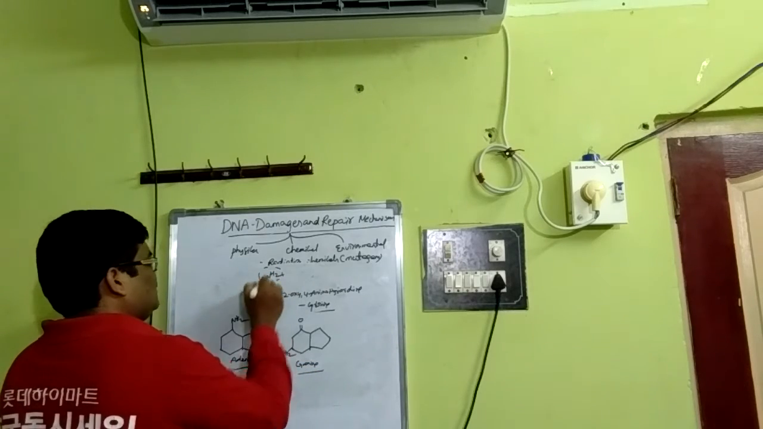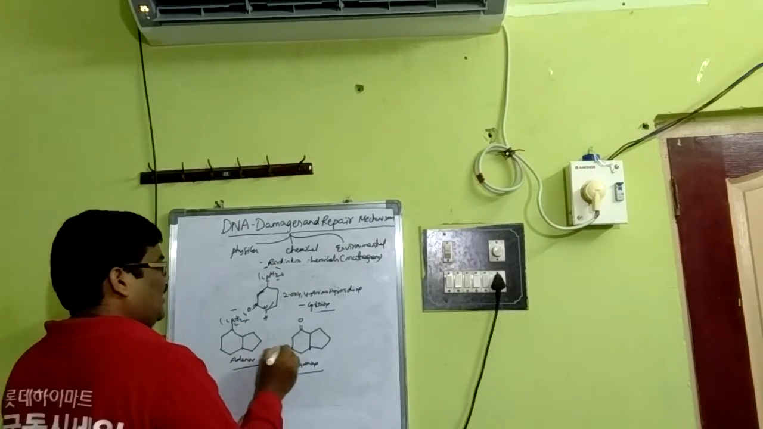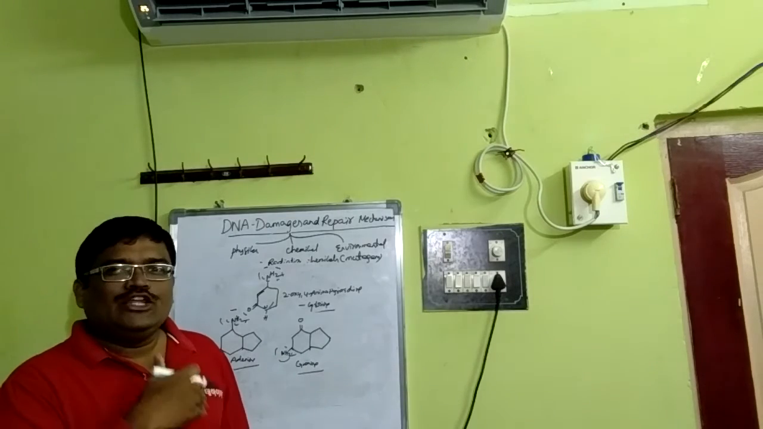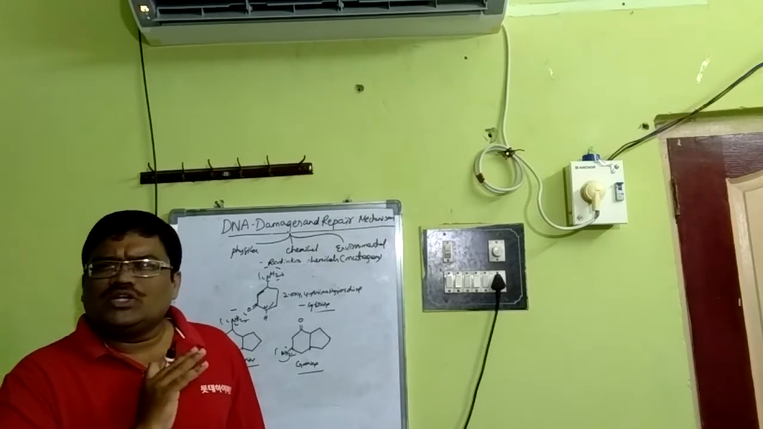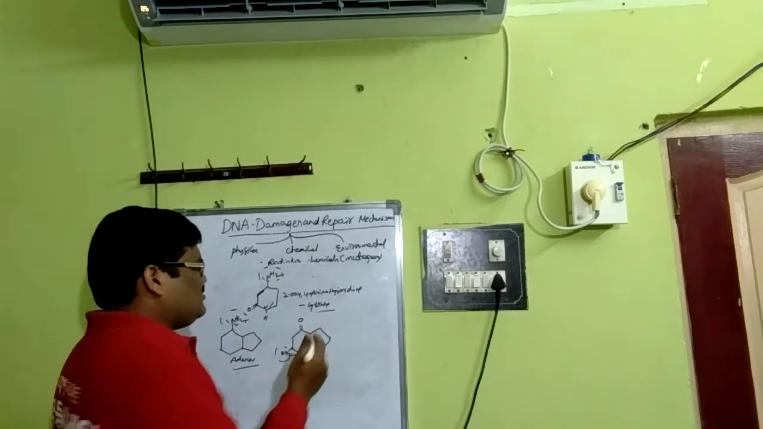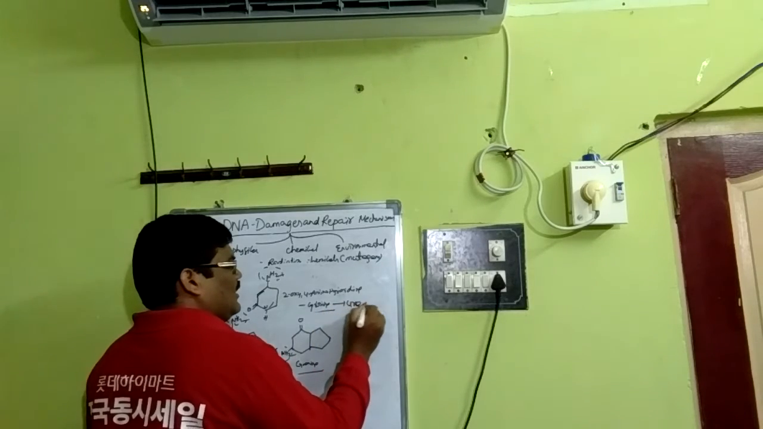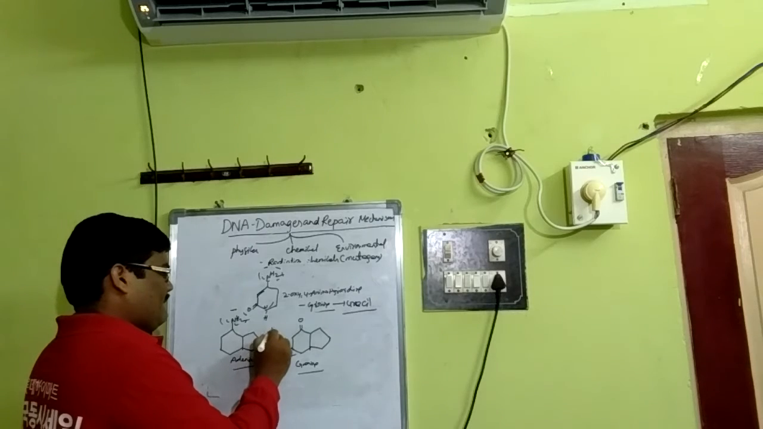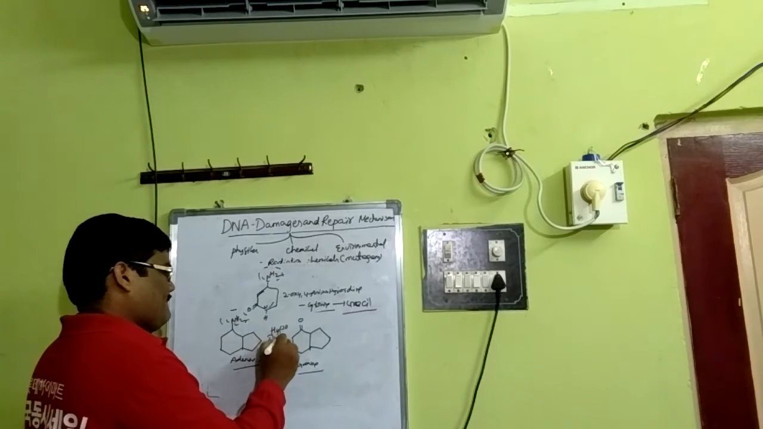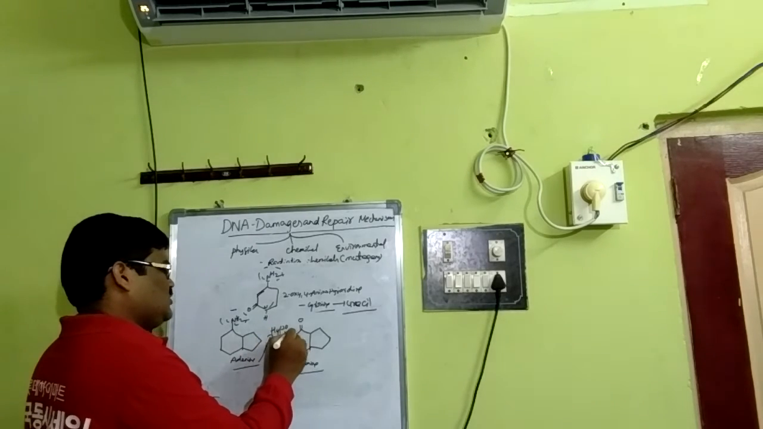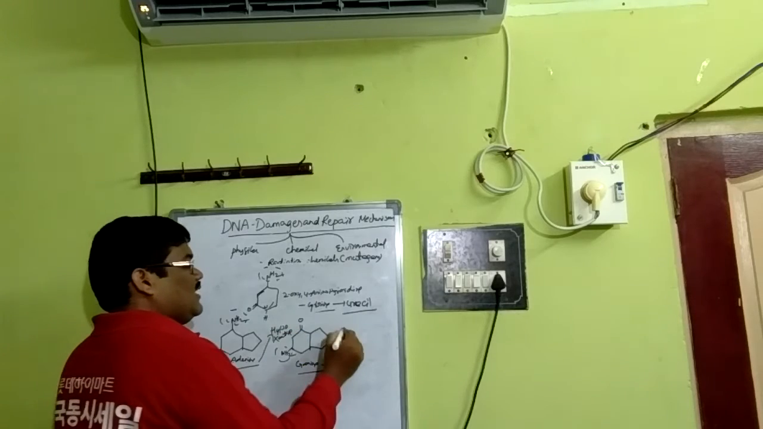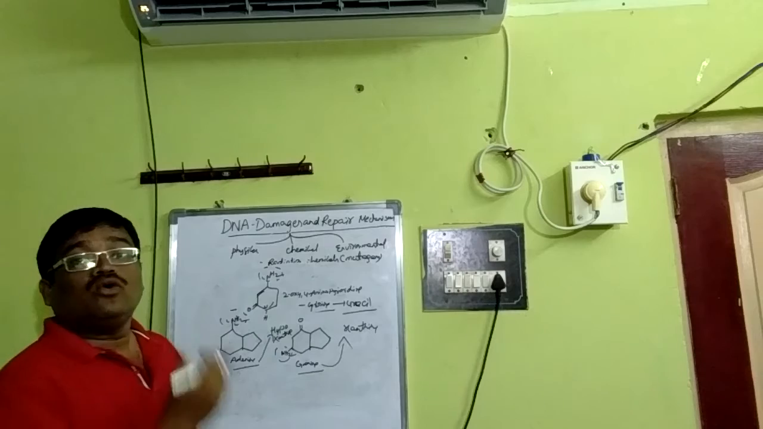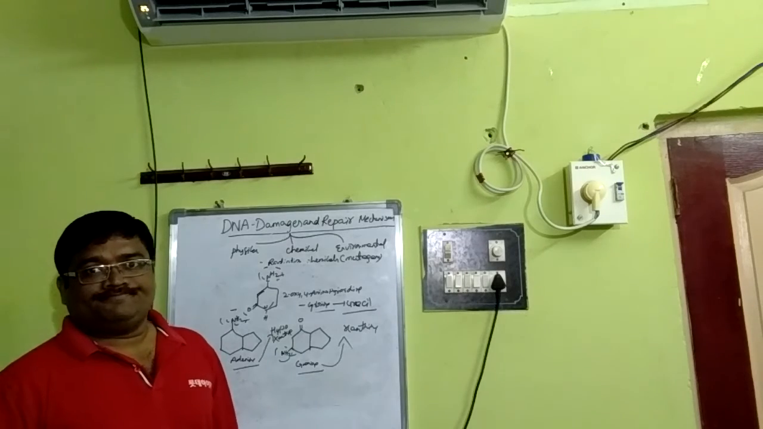This deamination, this removal of amine groups, converts the bases into unusual bases which are not usually present in DNA. For example, cytosine becomes uracil and adenine becomes hypoxanthine because of this deamination, whereas guanine becomes xanthine. So this is how deamination works.